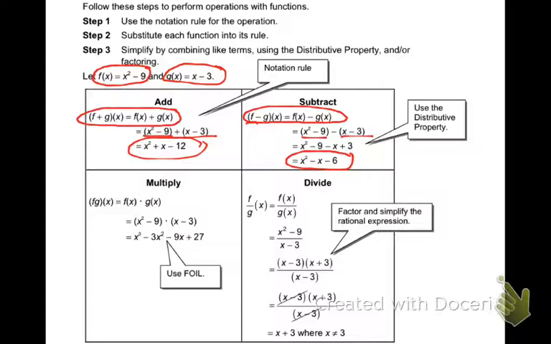Multiply, same thing here. Fg of x just means f of x times g of x. So I take f of x, I take g of x. If I have two sets of binomials or two sets of parentheses like that, what do we call that when we have to multiply? We call it FOIL: first, outer, inner, last. So if you have two binomials like that, you do have to FOIL and then simplify, and you get an answer that looks something like that.